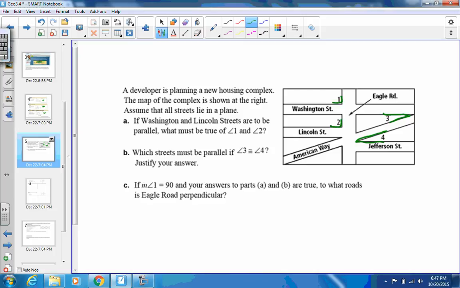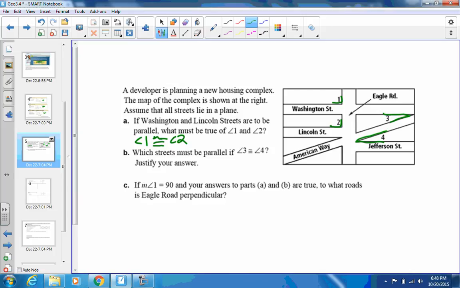It says if Washington and Lincoln streets are to be parallel, what must be true of angles 1 and 2? Well, we know this from section 2 or 3, that if two lines are parallel, then their corresponding angles are congruent. So that means that angle 1 is congruent to angle 2. There's one thing we would know for sure about those. I don't think we have anything else that we'd need to know about angles 1 and 2 other than they're congruent. They very well may be right angles, but we don't have anything about perpendicular lines yet.